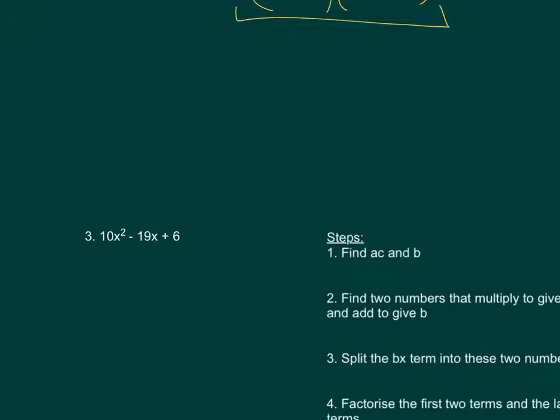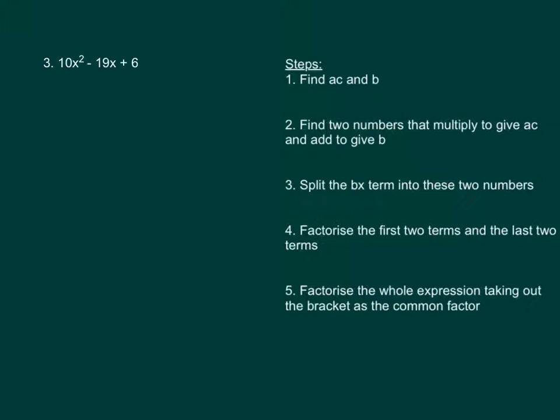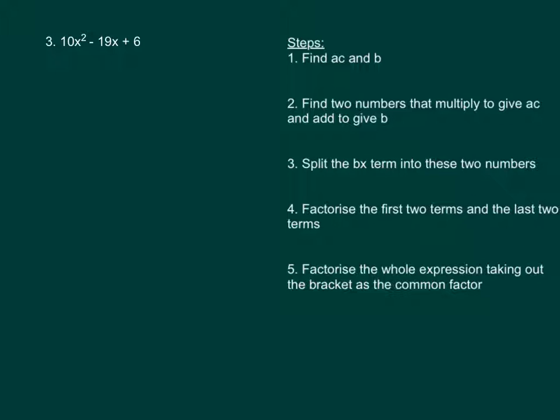Looking at the third one, this one is positive and this one's negative, which means that both numbers are going to be negative when we're thinking about part 2. So let's find AC. AC is 60 and B is minus 19. And we need to find the factors of 60 that add to give 19.